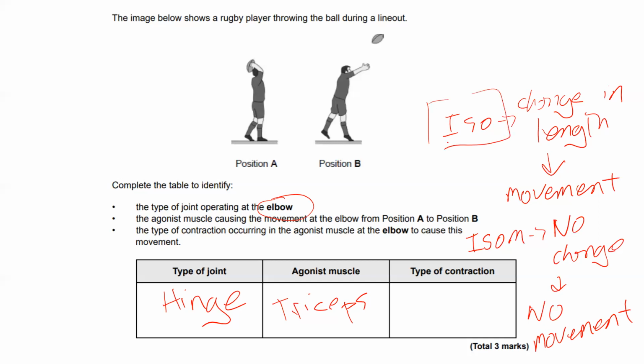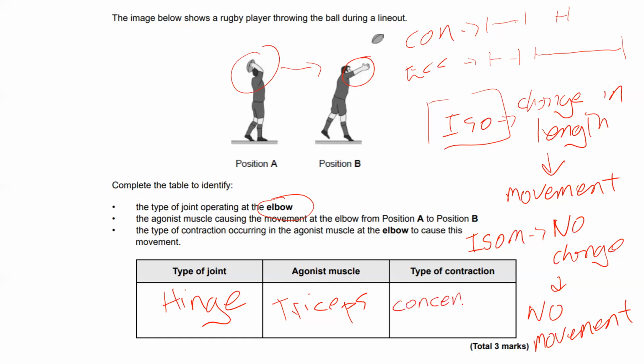There's two types of isotonic. You have got concentric and eccentric. Concentric, the muscle goes from being quite long to being quite short, and eccentric goes the other way. So it goes from being relatively short to being longer. Okay, as we know, an eccentric contraction only takes place during controlled downward movement. This isn't controlled downward movement, so it has to be concentric. So here, type of contraction is a concentric contraction.